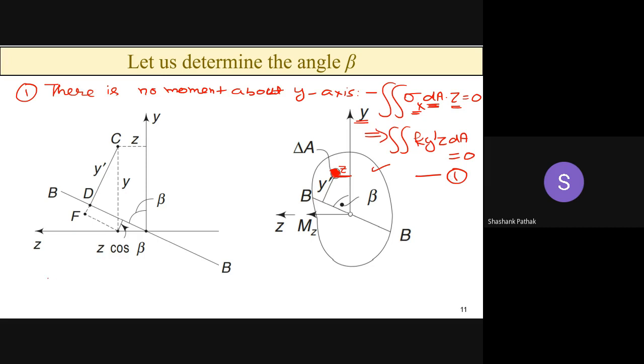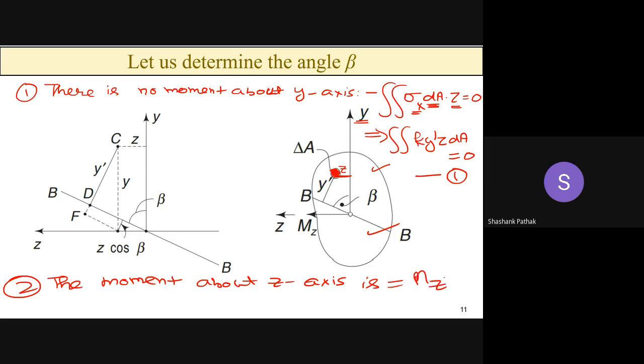The second observation is that the moment about the z axis is, in this case, we have chosen the z axis such that your moment is acting about the z axis. So here you see the moment about the z axis is Mz. So how will you write the equation from this observation? Similarly to this, you have to write it.